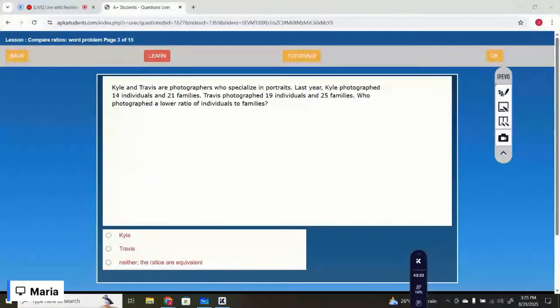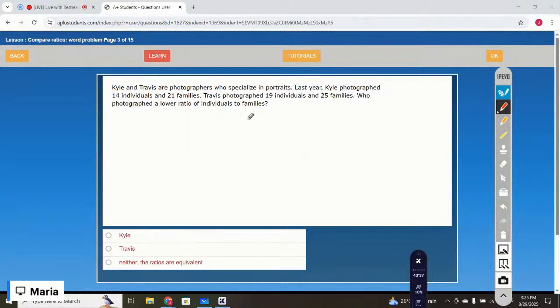Kale and Travis are photographers who specialize in portraits. Last year, Kale photographed 14 individuals and 21 families. Travis photographed 19 individuals and 25 families. Who photographed a lower ratio of individuals to families? So that is 14 to 21 and 19 to 25. So 14 to 21 is 66%, and 19 to 25 is 76%.